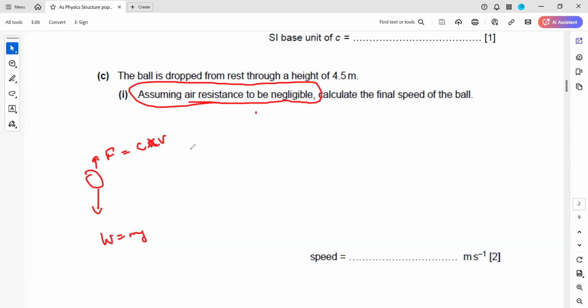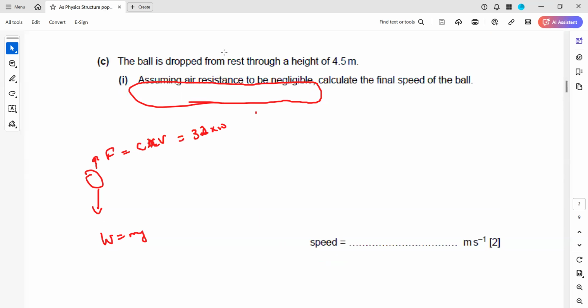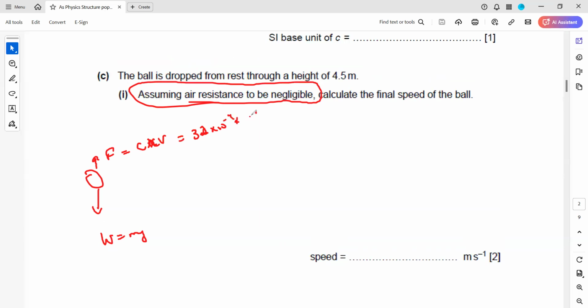The resistive force is CRV. The value of C is given to us: 3.2 × 10^-4. The radius was 12 centimeters, so 0.12. And the speed it was moving was 9.4. So when we calculated, we got 3.6 × 10^-6 Newton. That's the resistive force. But when we calculate the weight, which is mass 0.015 times 9.8, it is approximately 0.15 Newton.